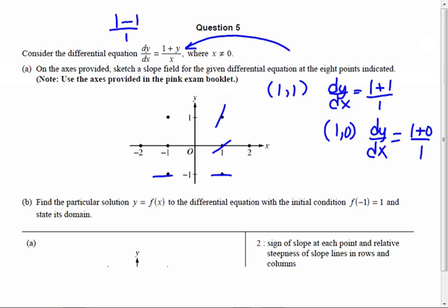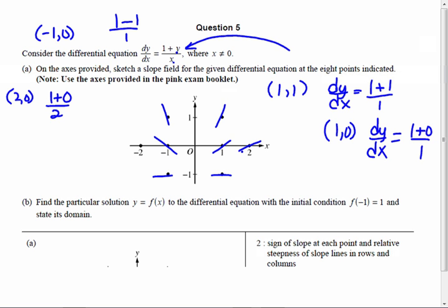How about at (negative 1, 0)? The y is 0, x is negative 1, so this is negative 1. What do you think this one is? When y is 1, that becomes 2 in the numerator. It's negative 2. One more dot. Oh, two more dots. How about (negative 2, 0) and (2, 0)? So at (2, 0), I've got 1 plus 0 over 2. So it's 1 half.